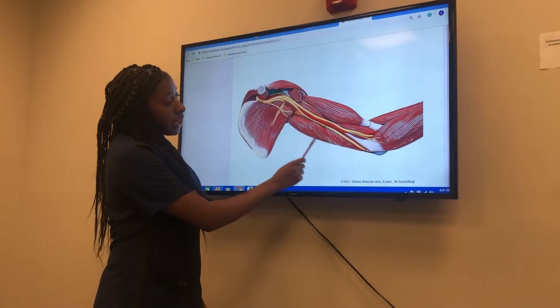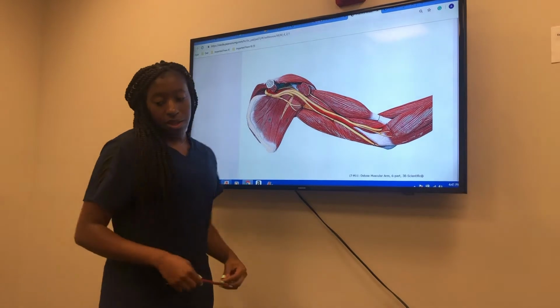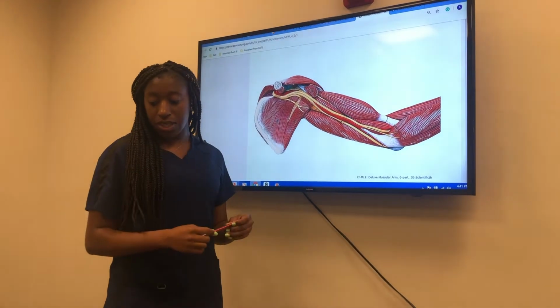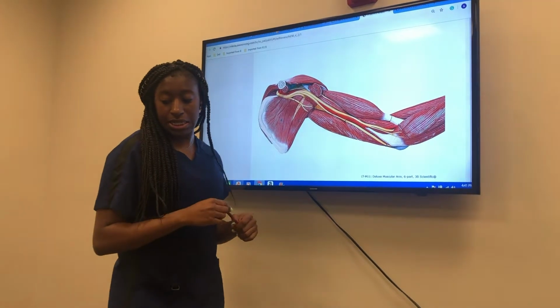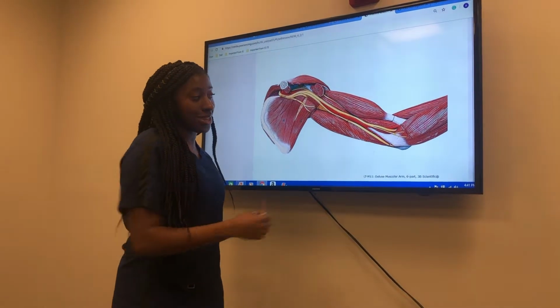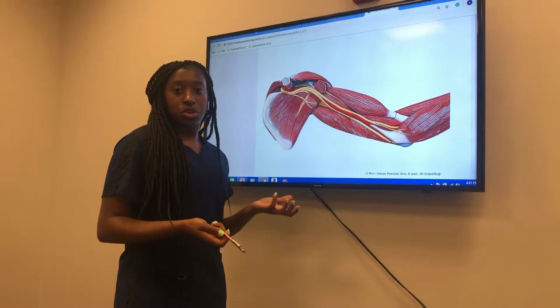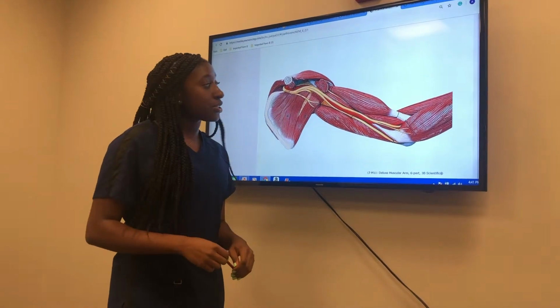So the triceps brachii is this muscle here. The origin is the lateral head of the humerus. The insertion is by the common tendon into the olecranon process, which is down here. The action, it stabilizes the shoulder joint, and the nerve is the radial nerve.